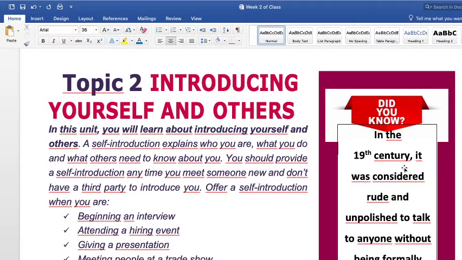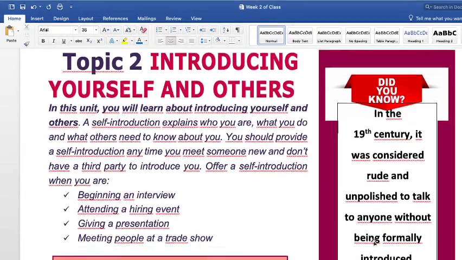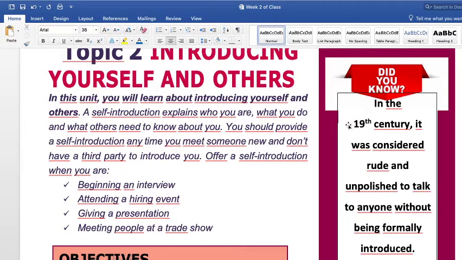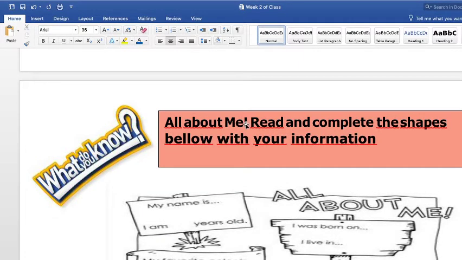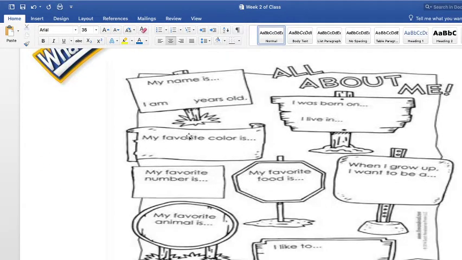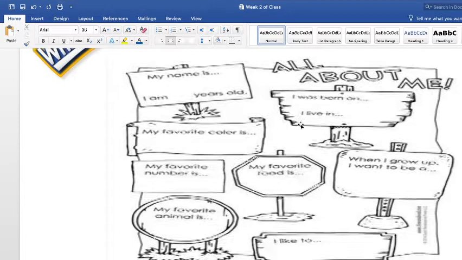In the 19th century, it was considered rude and unpolished to talk to anyone without being formally introduced. So this is how important it was to introduce yourself in the 19th century. So this is a skill that you are going to learn. All about me, this is all about you. This is a graphic organizer, but I'm offering a different graphic organizer a couple of pages ahead, so do not mind about this.